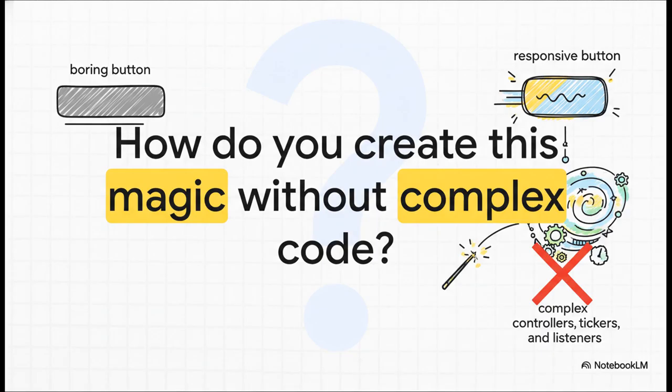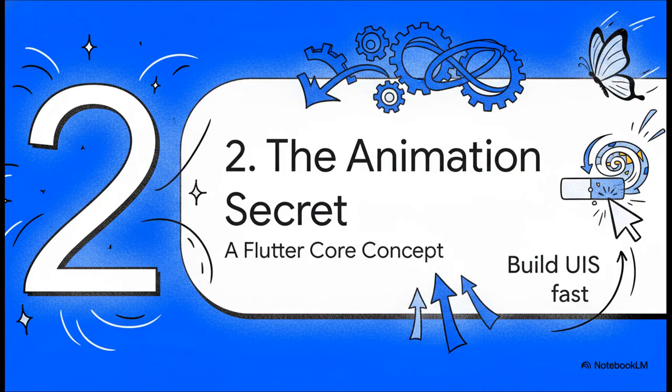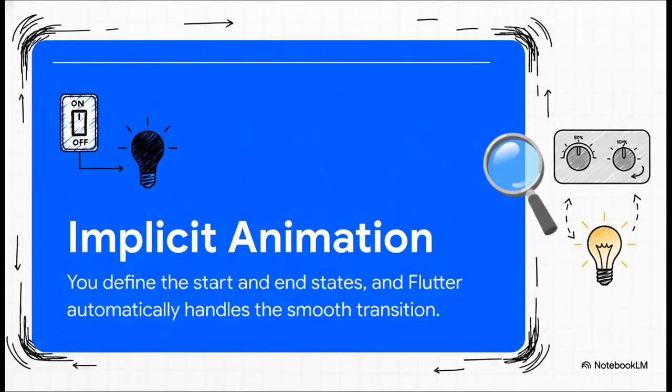Now, if you're thinking this means we have to dive into complicated animation controllers and tickers and this whole mess of listeners, well, I've got some really good news for you. There is a much simpler way to get these beautiful results without all that boilerplate code. You see, the secret is a core concept that's built right into the Flutter framework, and it makes these kinds of animations incredibly easy to do. It's a perfect example of what Flutter is all about, helping you build beautiful UIs fast. And the secret is called implicit animation.